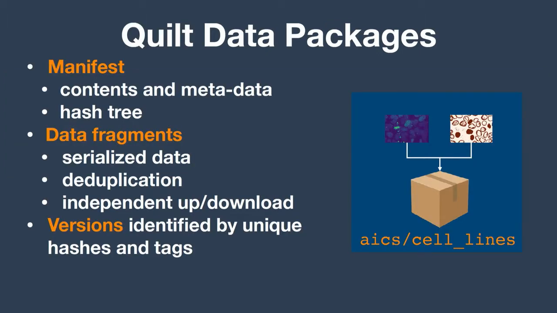The package itself borrows from techniques in other data versioning schemes. It's essentially a hash tree. The manifest contains the contents and all of the individual SHA-256 hashes of the raw data fragments. The data fragments themselves are then stored by their hash so they can be deduplicated and transmitted independently.